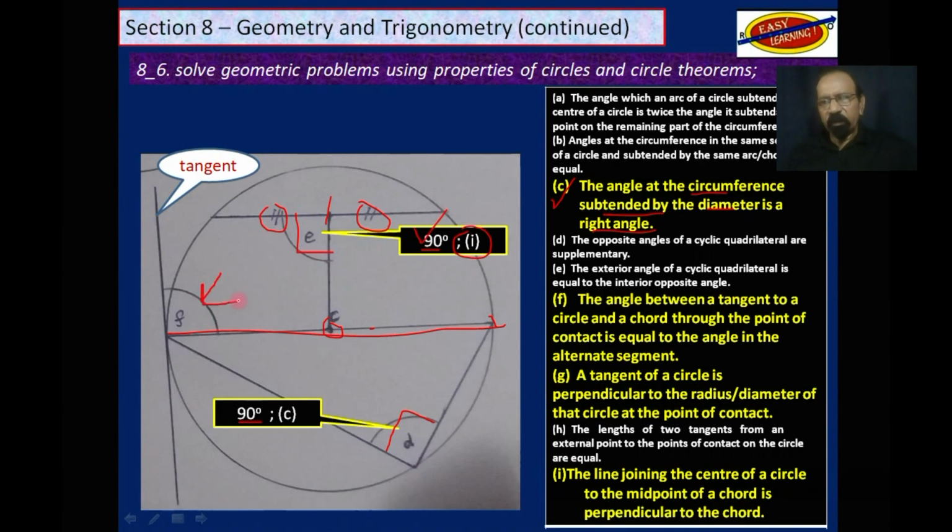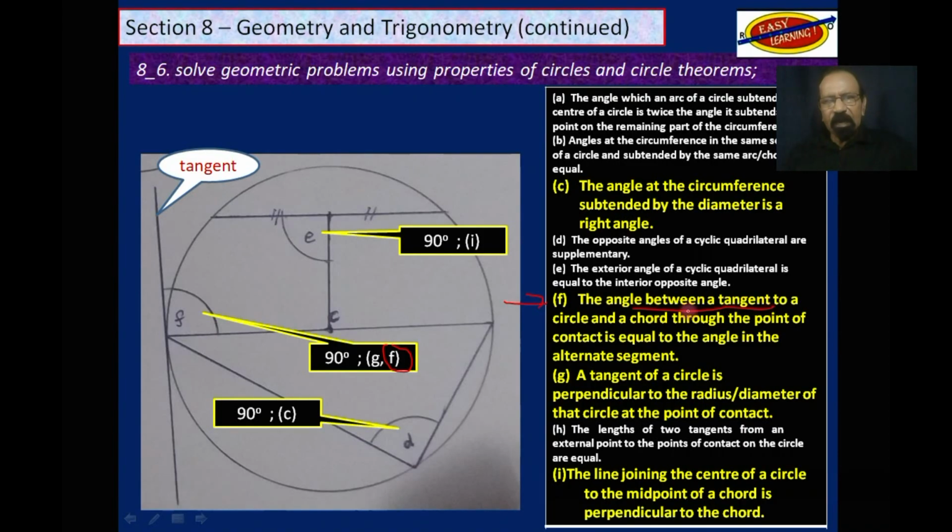Now we come to F. F is 90 degrees, and we have two reasons for that. First of all, reason G. A tangent of a circle is perpendicular to the radius or diameter of that circle at the point of contact. So that's the tangent. This is the radius. That must be 90 degrees. There is another reason, F, and this is a difficult theorem I told you about.